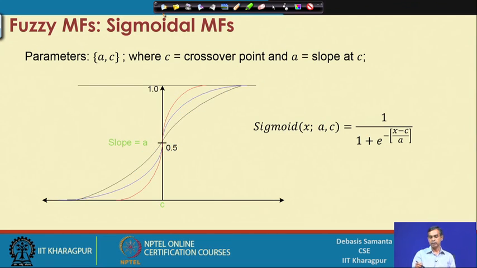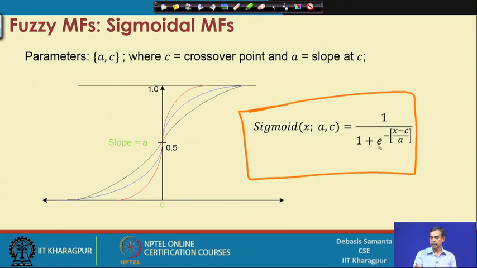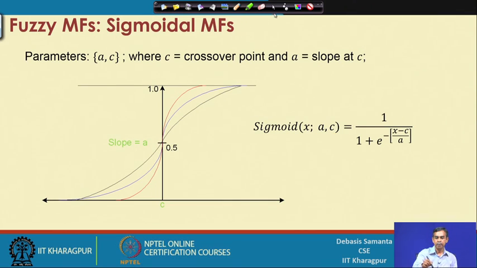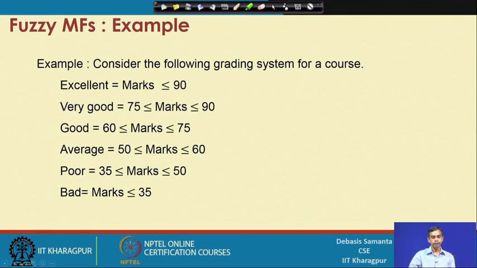What I want to mention here is that this is an important function, which can have different values of A and C, and different membership functions can be obtained, and hence different fuzzy sets, a different form and look of the fuzzy set, can also be obtained. So, this is another membership function that is very popular in the design of fuzzy systems.